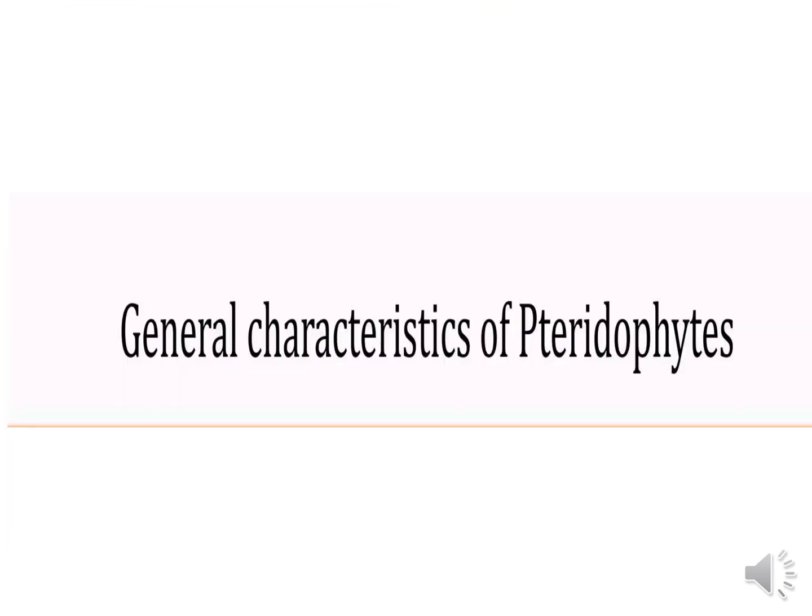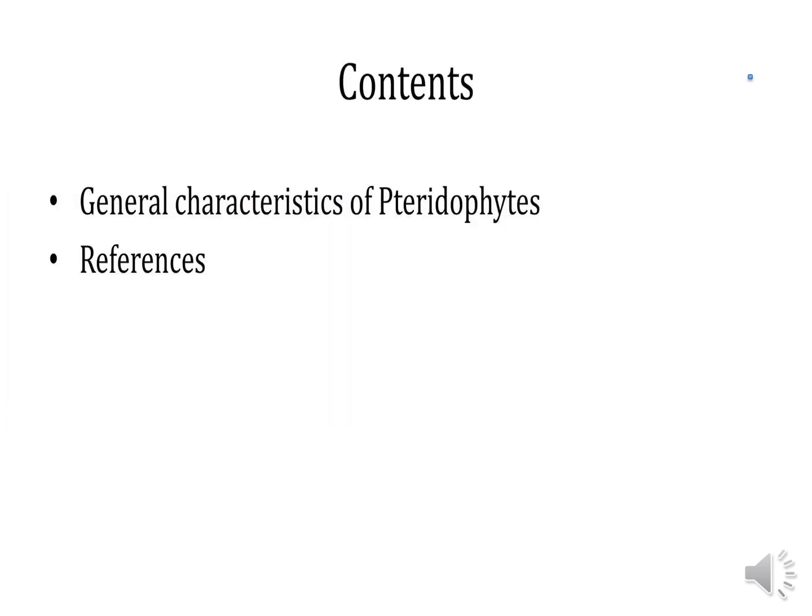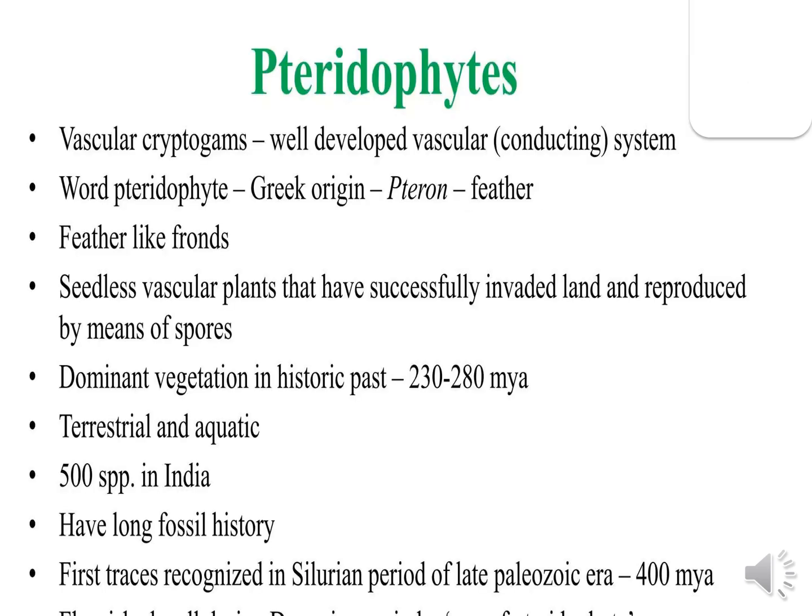Today we are going to discuss another topic called general characteristics of pteridophytes. In this we will be dealing with the characteristics of the pteridophytes, where the pteridophytes are the vascular cryptogams. They have well developed conducting tissues. The word pteridophyte has been derived from the Greek word, where pteron means the feather. So these plants have feather-like fronds. They are seedless vascular plants and have successfully invaded land and reproduced by means of spores.